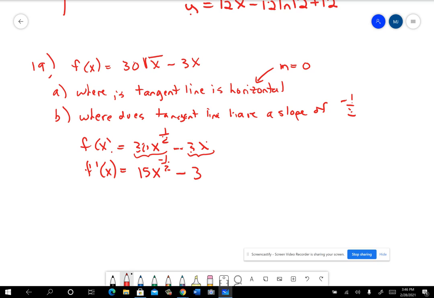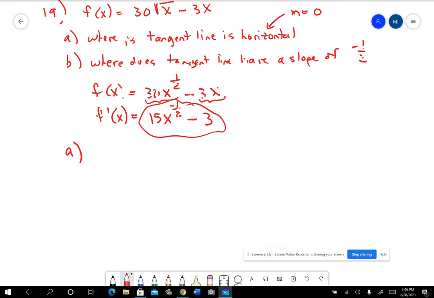Now, that's the derivative anywhere. You want to know which of these x values would cause this whole thing to equal 0 on part A, and what are the x's that would cause this whole thing to equal -1/2 is what you want to know for B. So on A, you're going to solve this.